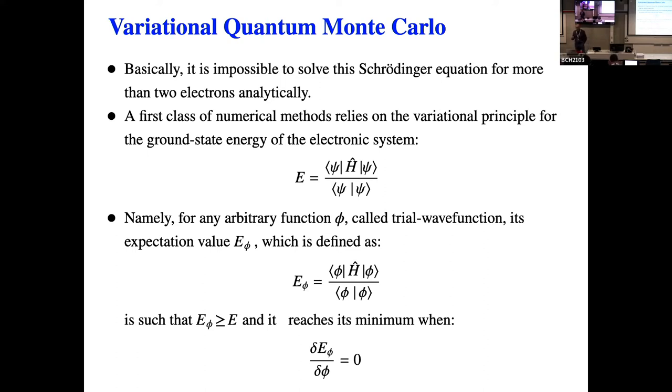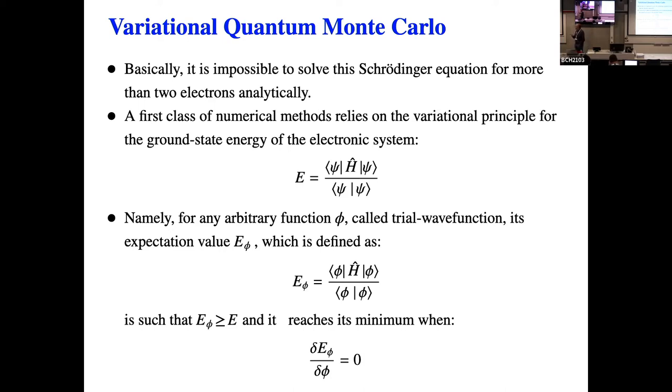Okay. So one way to solve this equation, or rather to try to find a solution to this equation, is... basically we can solve it analytically only for two electrons, but the other approach is to do a numerical simulation, and you do the numerical simulation taking into account what is known, the fact that we have a variational principle on the energy of the system.